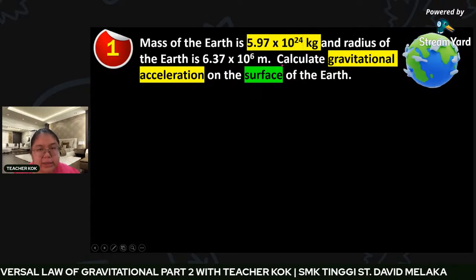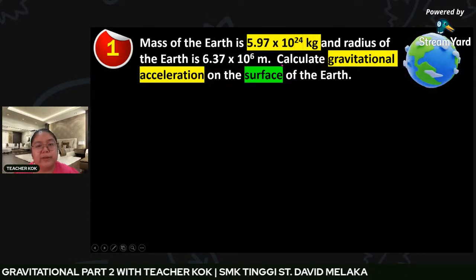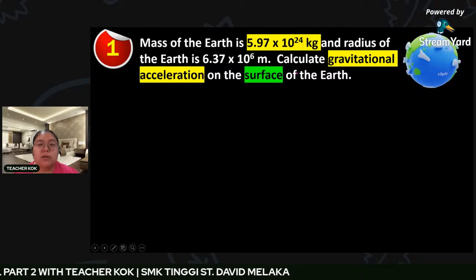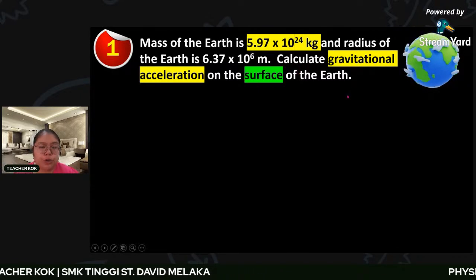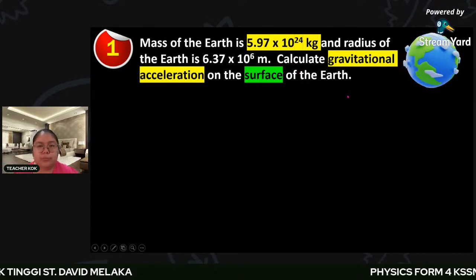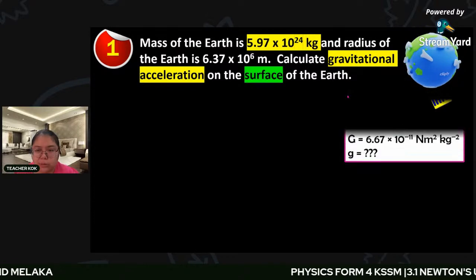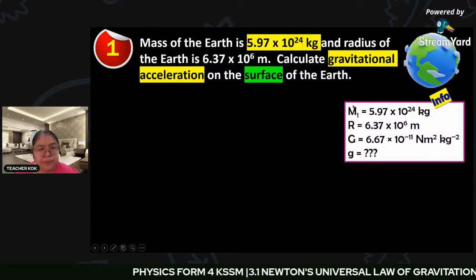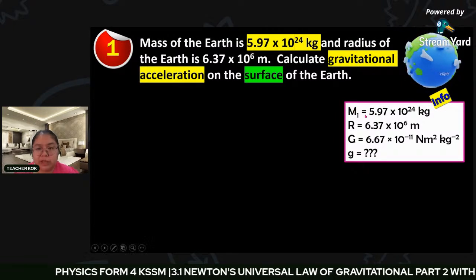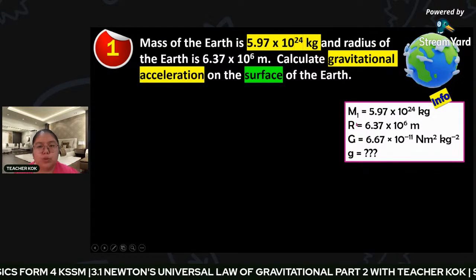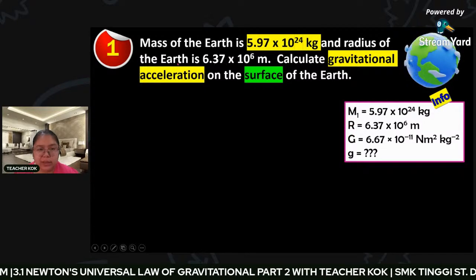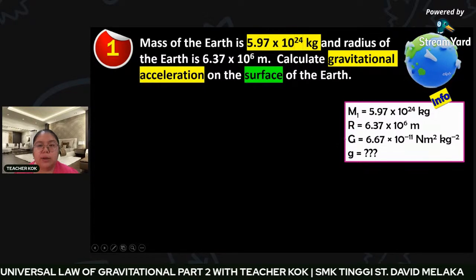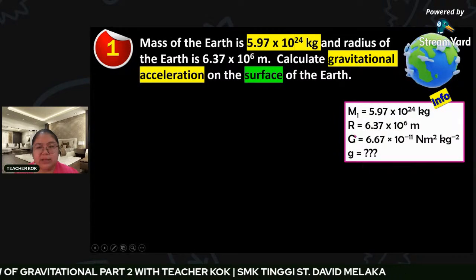So it's very clear, surface, that means only the radius. From here, we need to find small g. Let's see the info. First one is the mass of the Earth. Number 2 is the radius of the Earth. Number 3 is the gravitational constant.